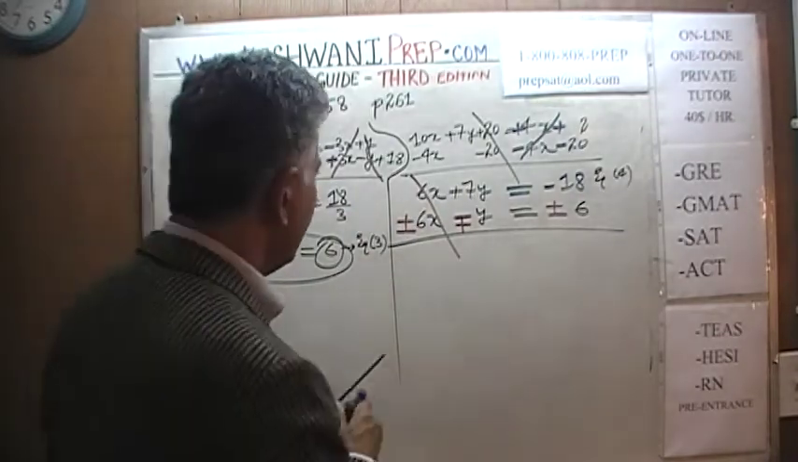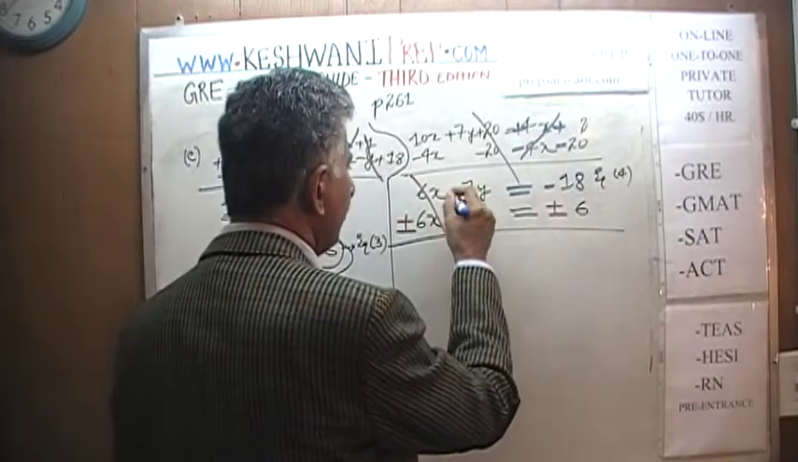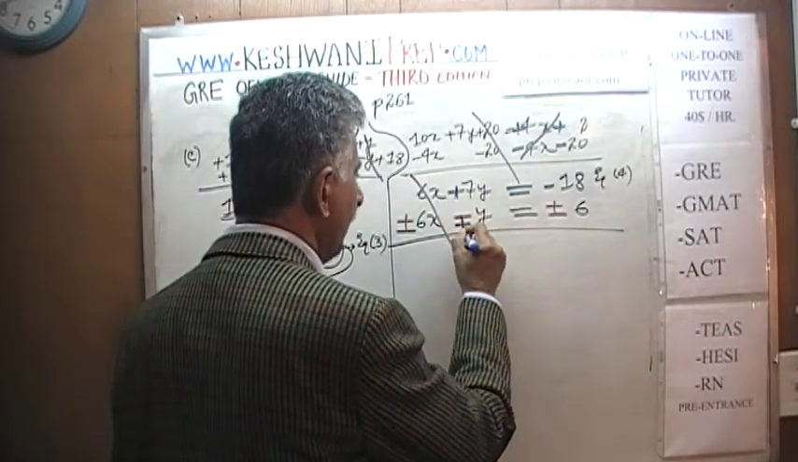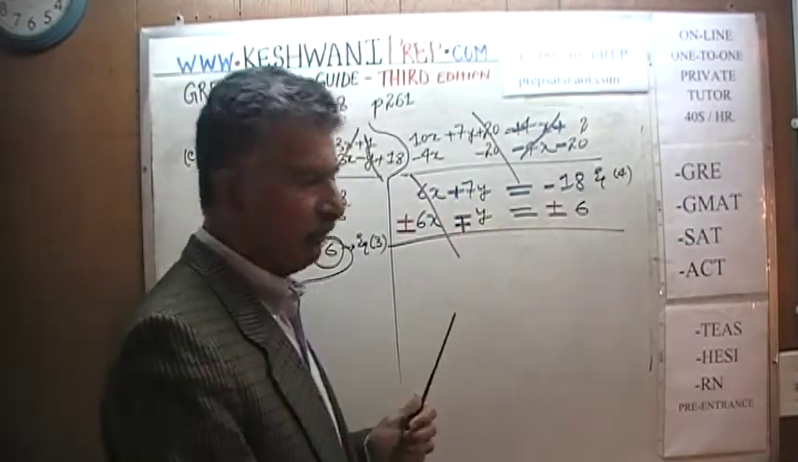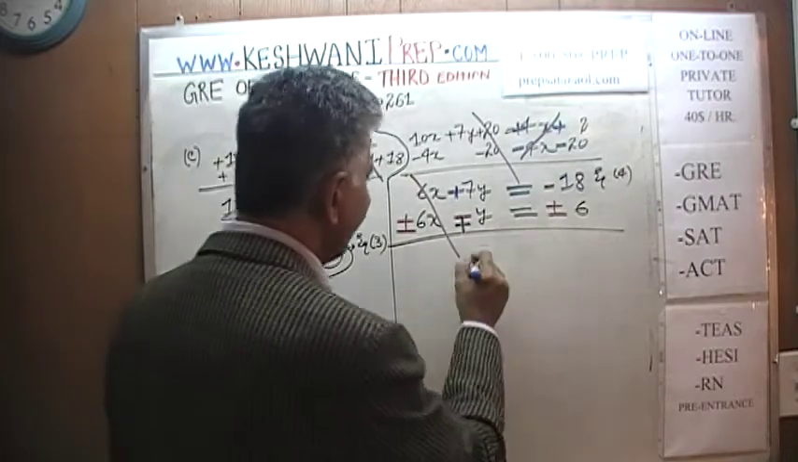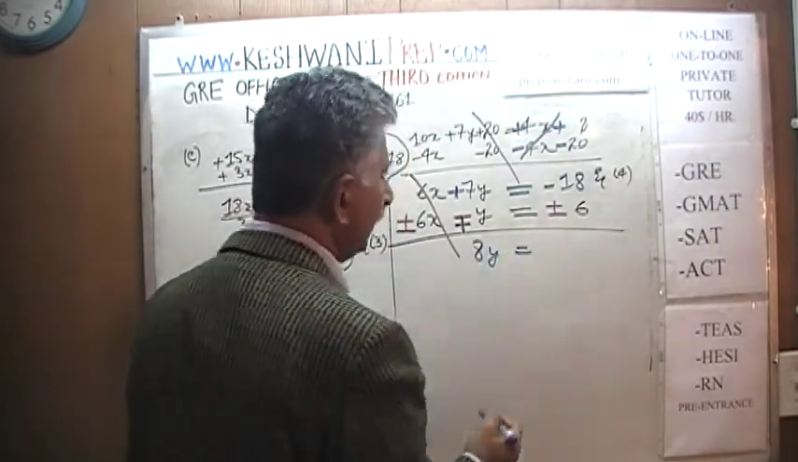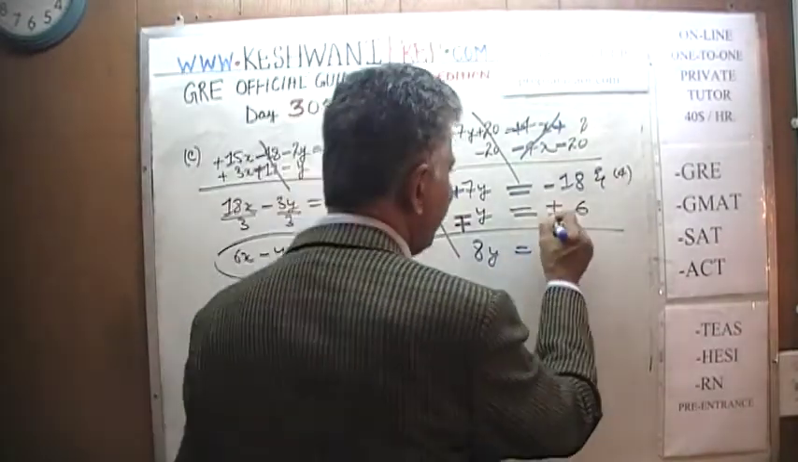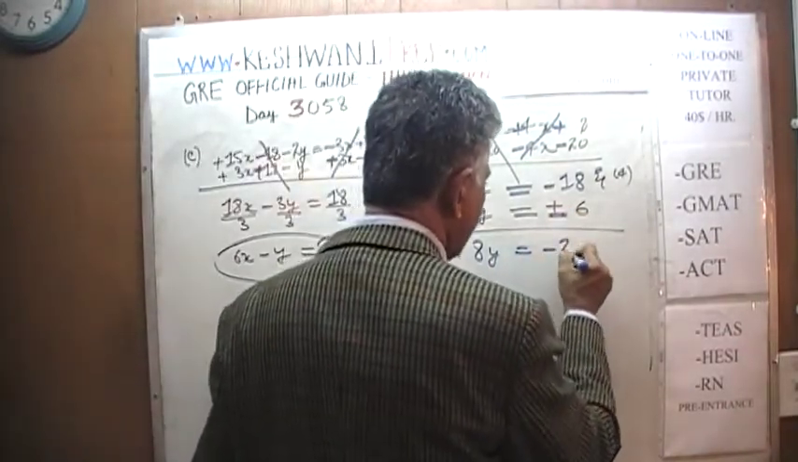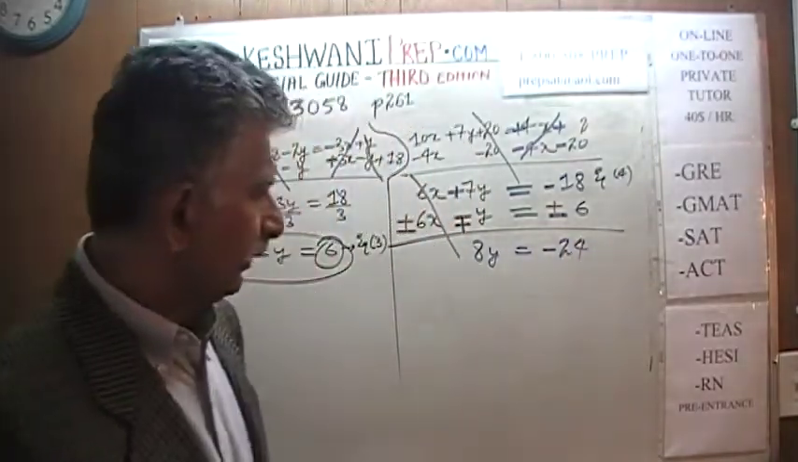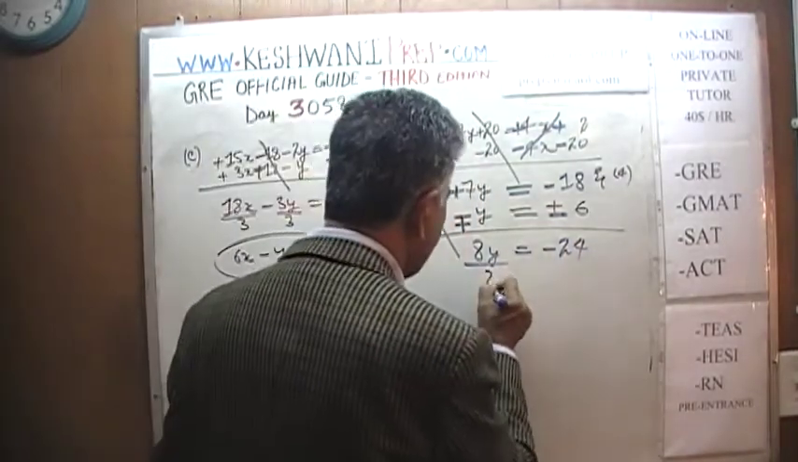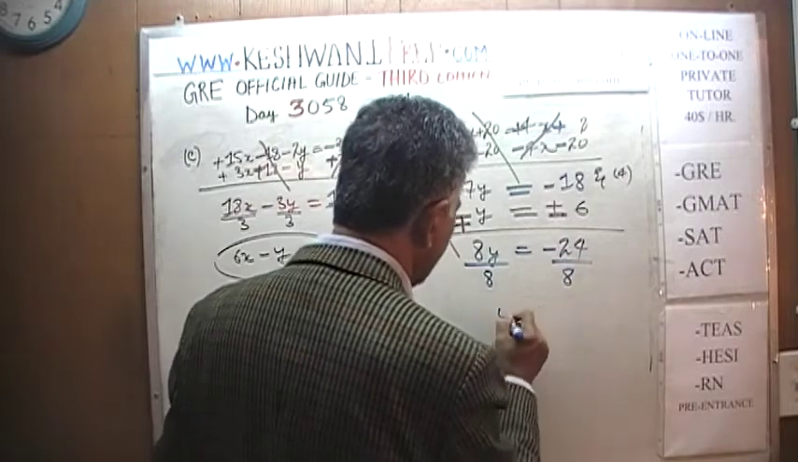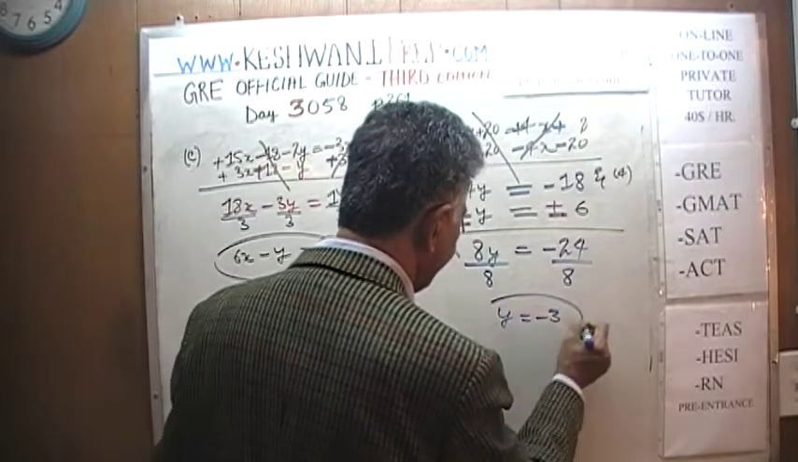What happens next? We have a positive 7y and a positive y. We are no longer dealing with negative. It's positive. 7y and y is going to give us 8y. Here we have a negative 18 and a negative 6, which is going to give us negative 24. We're dealing with negative, we're no longer dealing with positive. Let's divide both sides by 8. And y turns out to be negative 3.